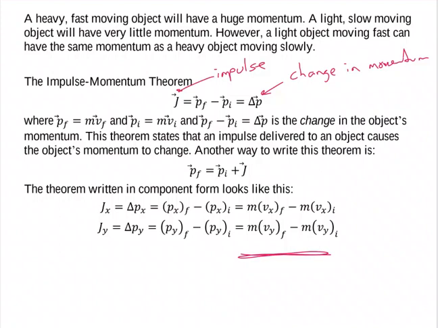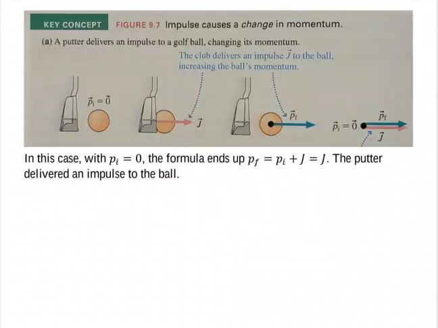The key concept. So we have this important idea here. The impulse causes a change in momentum. So I was kind of talking about that already. The putter delivers an impulse to the golf ball, changing its momentum. So initially, the golf ball from the left side of the picture is at rest. We see that the momentum initial is 0. So it's just sitting there. Now the putter comes through and strikes the golf ball.